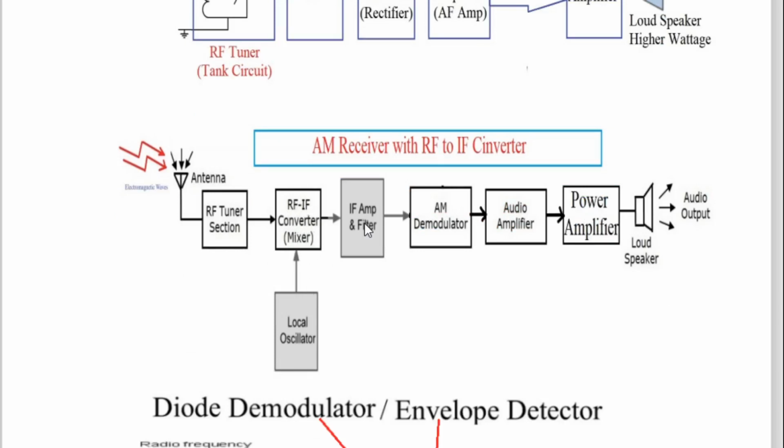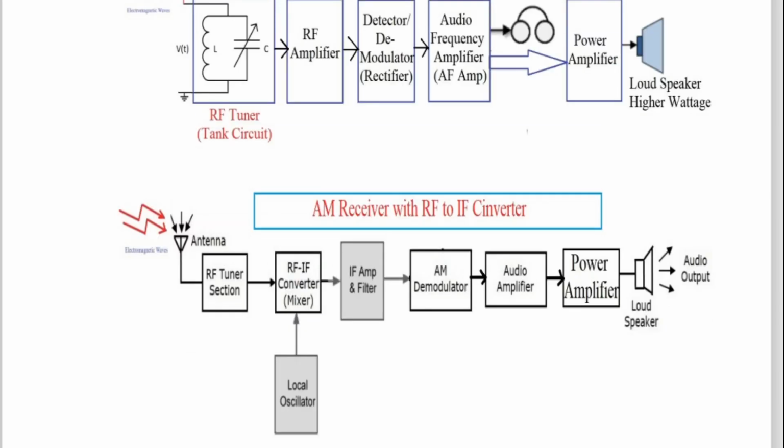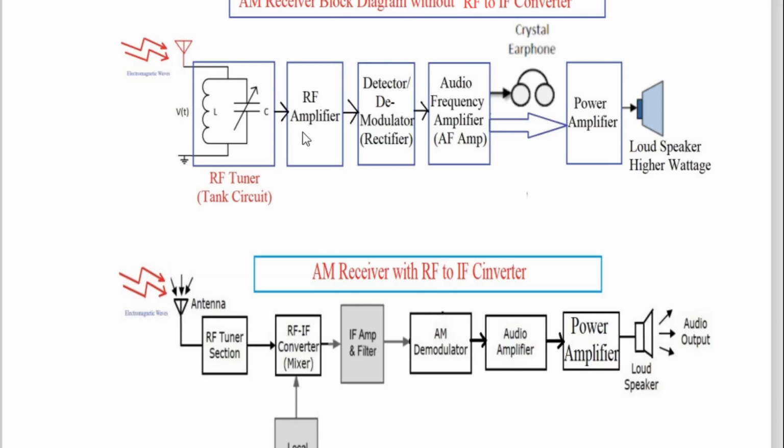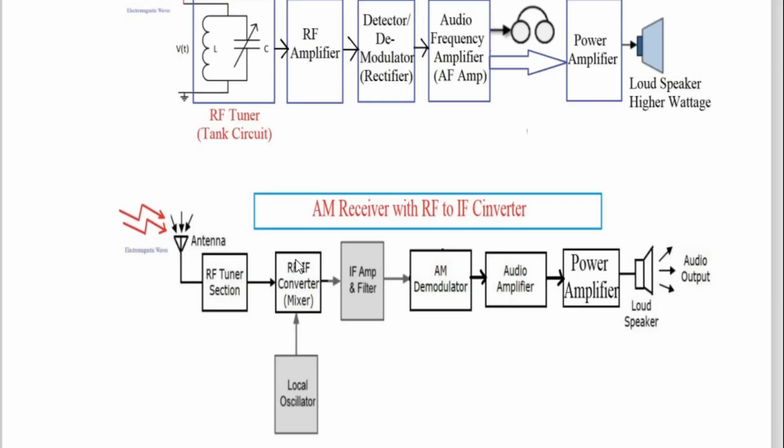Up to this block it was there only. So after this block, here it comes again, IF amplifier. Now it is not an RF amplifier. Why? Because RF is converted into the corresponding IF.